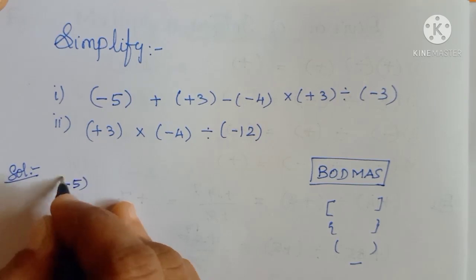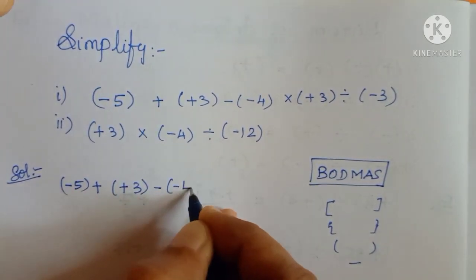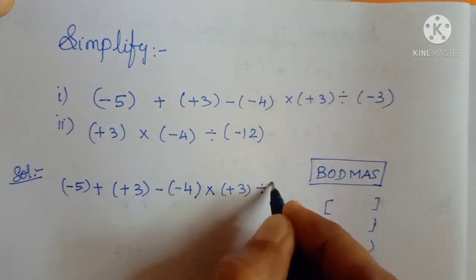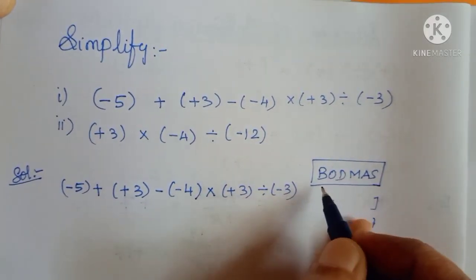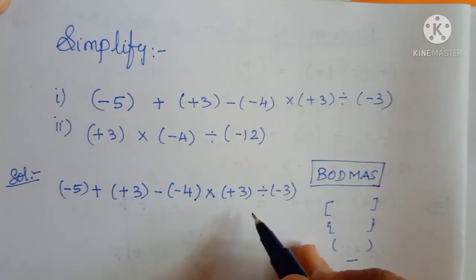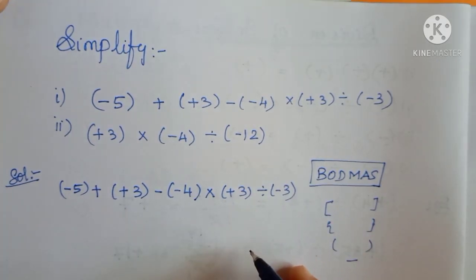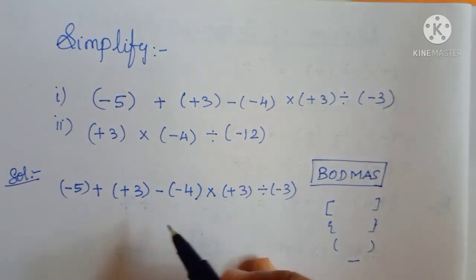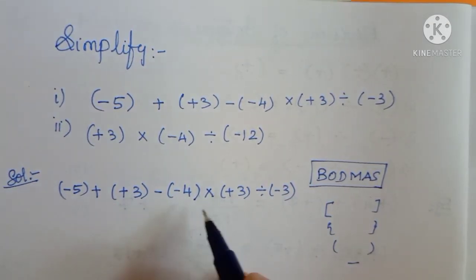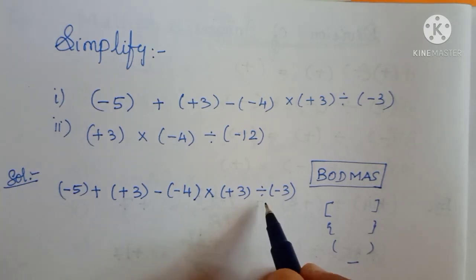Minus 5 plus 3 minus of minus 4 into plus 3 is divided by minus 3. See in this rule, first letter bracket. Here we are not having separate bracket, that is, suppose having one square bracket or one parenthesis coming means we will simplify that one first. But here I didn't give any bracket, but we are having different signs. In between the two integers we are having plus, minus, multiplication symbol and division also.